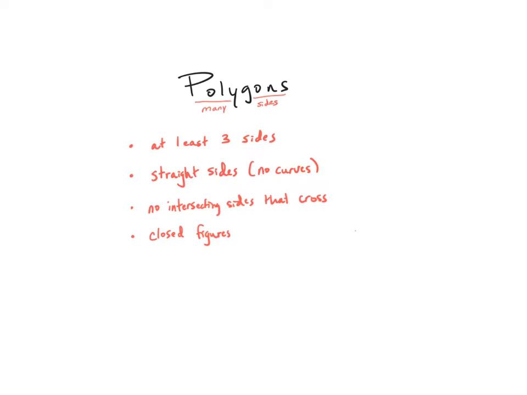So these are the defining characteristics for polygons. They have to have at least three sides. Those sides all have to be straight sides with no curves. They can't have sides that intersect and actually cross over. When they intersect, they just form vertices. And they have to be closed figures.